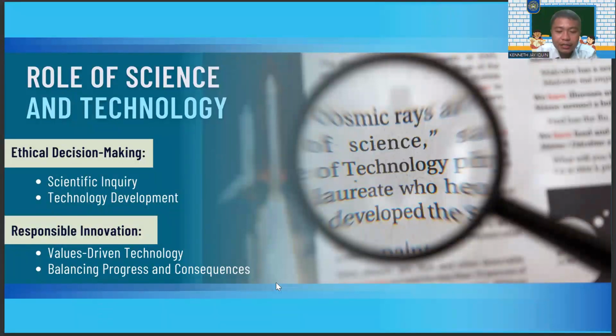Balancing progress and consequences is one of the factors that we can consider in the role of science and technology as it is integrated in values education. Because by discussing real world examples, students explore the ethical dilemmas faced by scientists and engineers. They learn to navigate the fine line between progress and unintended consequences.